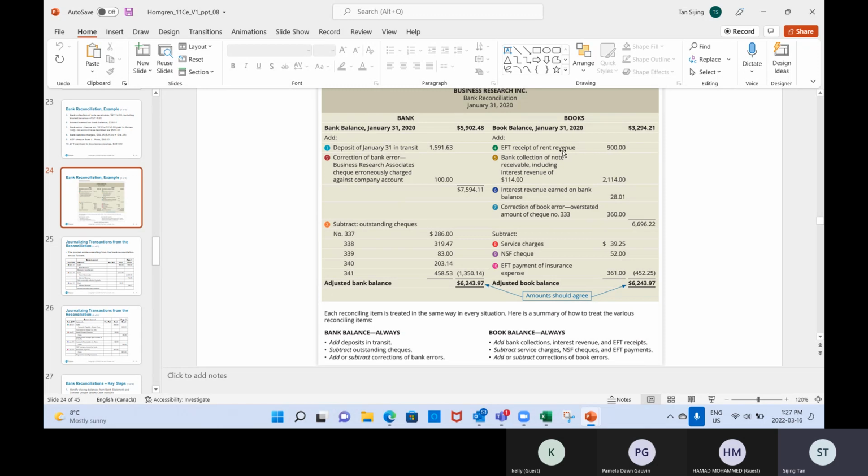So you always add EFT receipts or bank collections. It shows in the bank but not in the books, or interest revenues. Okay, subtract the service charge that is always being charged by the bank but not recorded in the books. Non-sufficient funds checks are always subtracted from the book. So we'll see real examples to explain this, because I want to make sure that you truly know how to do a reconciliation, and these are the steps I would do.